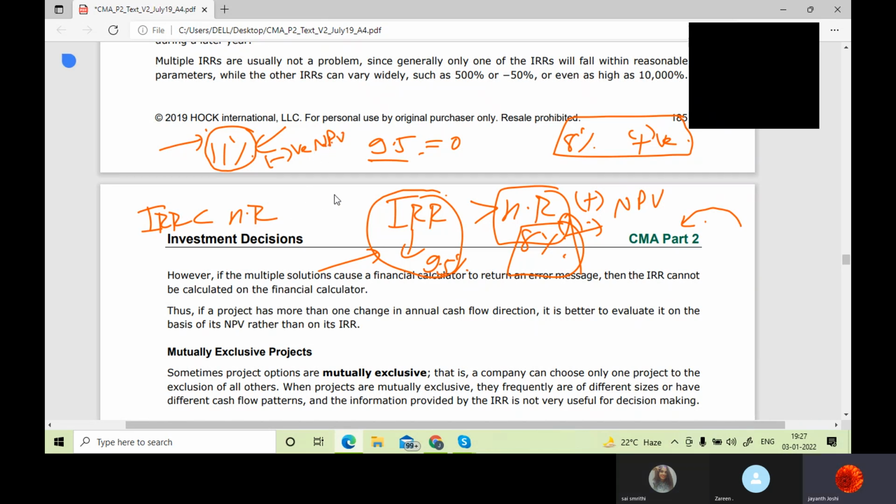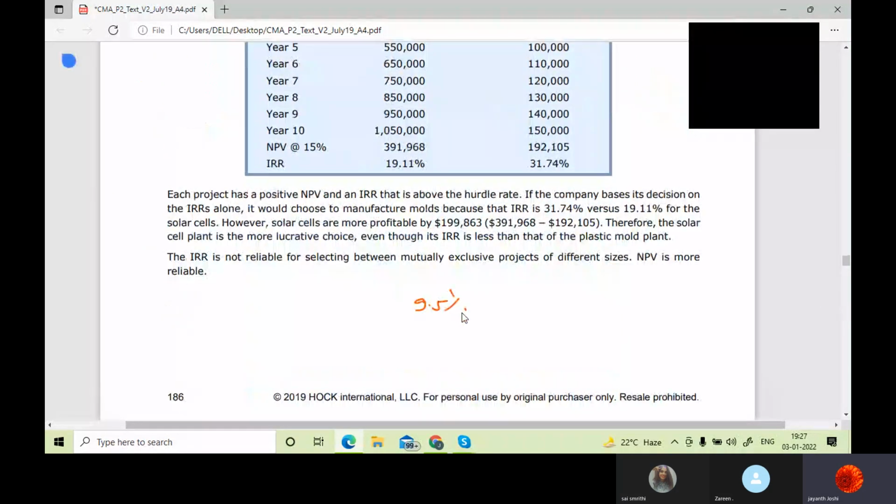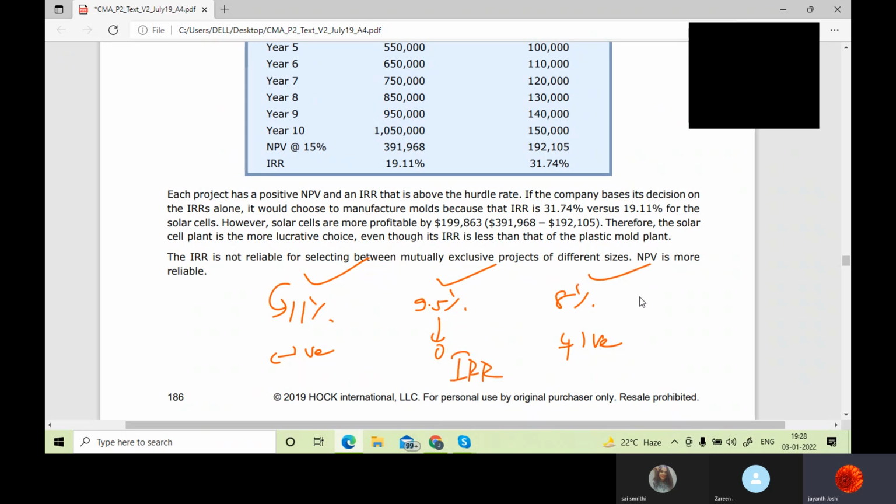Yes, sir. I'll just contrast. At 9.5% you will get 0 NPV. At 8% you will get positive NPV. At 11% you will get negative NPV. Here the discount factor is the highest, so negative NPV. Here the discount factor is between these two, so here the NPV is 0. That's the reason why it is IRR. Here the discount factor is very less, so positive NPV, and this is always acceptable. So the condition: if IRR is more than the hurdle rate, you accept. If IRR is less than the hurdle rate, you reject.